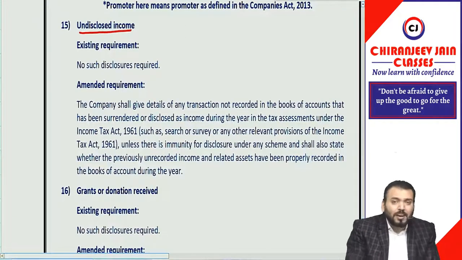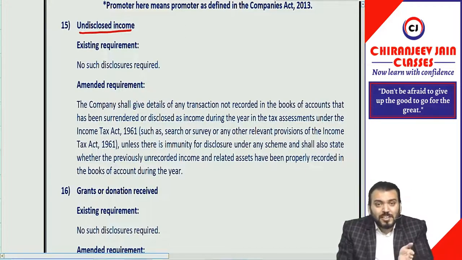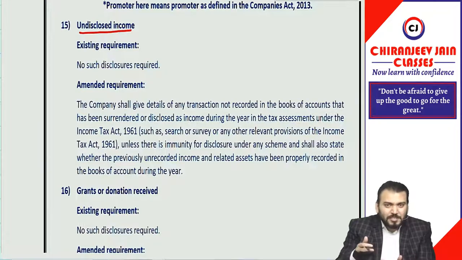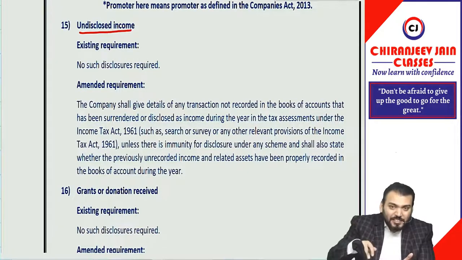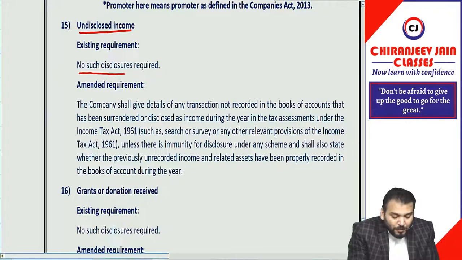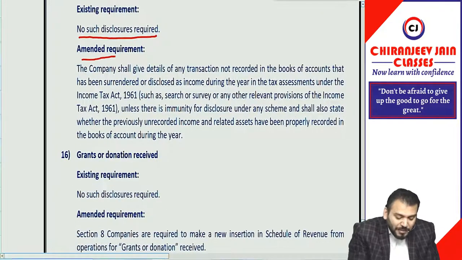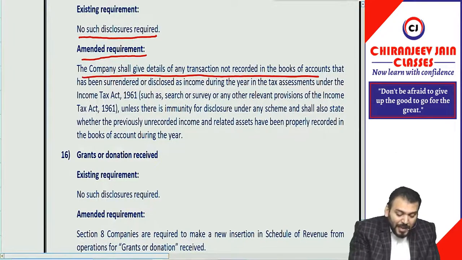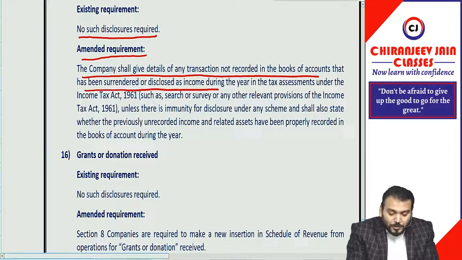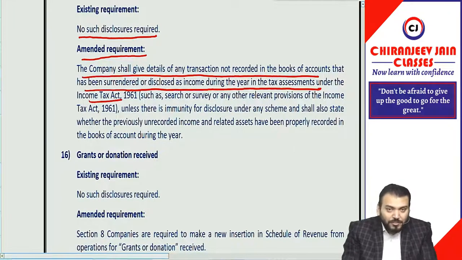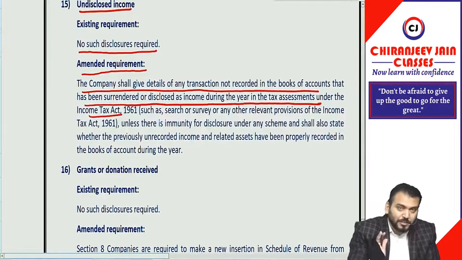Then undisclosed income. Undisclosed income is what? Any income which is disclosed during the tax assessment, meaning income under the Income Tax Act, as the income tax officer will do the assessment. Under that assessment, there might be some income which is disclosed, and that becomes undisclosed income. Previously there was no requirement to disclose any undisclosed income, but now as per the amendment, companies have to give details of any transaction not recorded in the books of account that has been surrendered or disclosed as income during the year in the tax assessment under the Income Tax Act. Understood? So any undisclosed income now requires disclosure in the financial statements. Got it? Undisclosed income? Yes, sir.